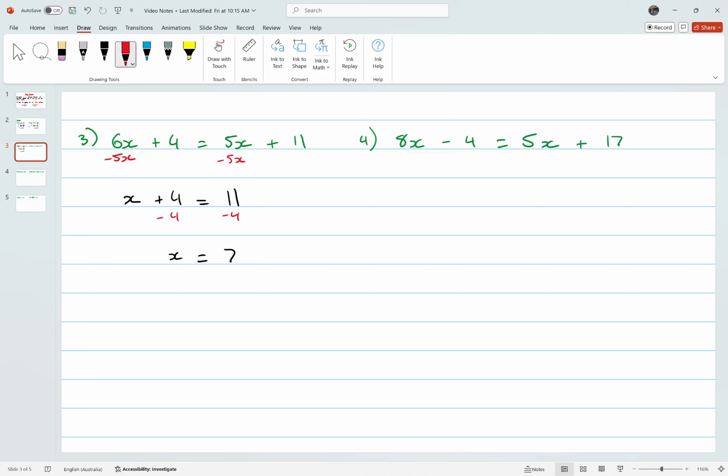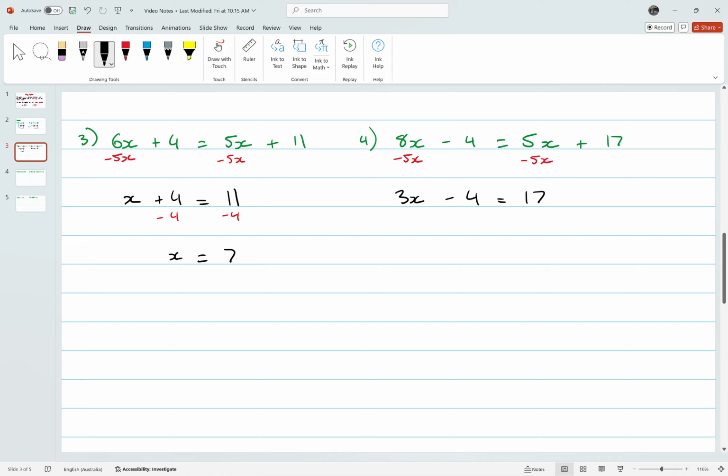Similarly here, we have x's on both sides once again. So to start us off, I want to take one of the x's to the other side. It doesn't really matter which way you do it. I just always tend to go from right to left. So if I have 5x, I'm going to subtract 5x. 8x minus 5x equals 3x minus 4 equals 17.